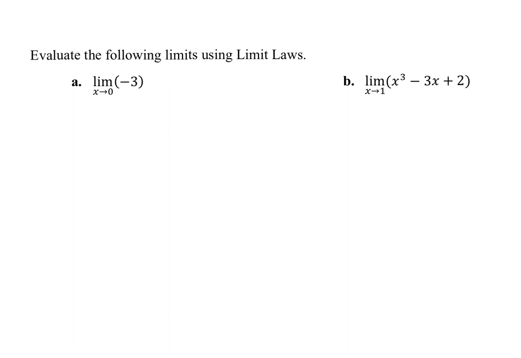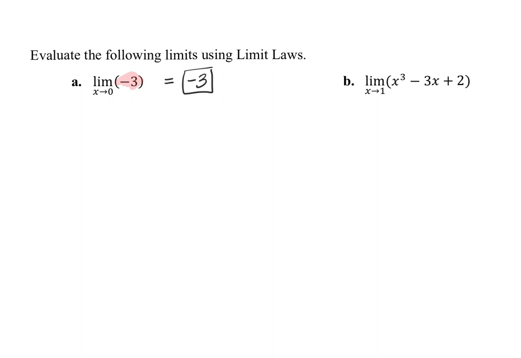Evaluate the following limits using limit laws. Our first example is the limit as x approaches 0 of -3. First, it's useful to notice that we're taking the limit of a constant. And we have a limit law that is for constants. We say the limit of a constant is a constant. So therefore, this limit should just equal -3, the constant.